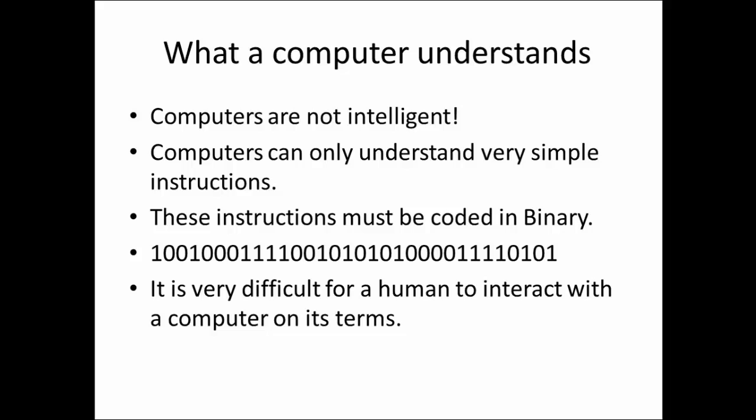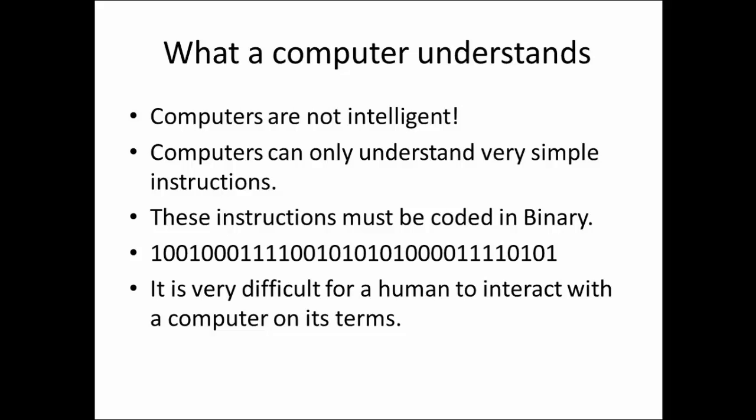The first thing you need to know is that computers are not intelligent. Many people think they are, but they are in fact not intelligent. They are very, very simplistic machines, and they cannot think for themselves. They can only do what they are programmed to do by a computer programmer. So they can only understand very simple instructions, and by very simple instructions I mean they can move data around, they can add data, they can subtract data, and sometimes they can do multiplies and divides as well.